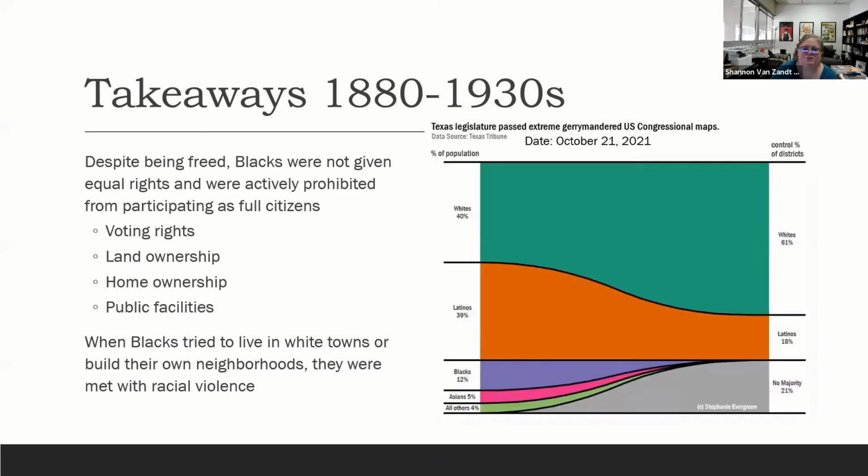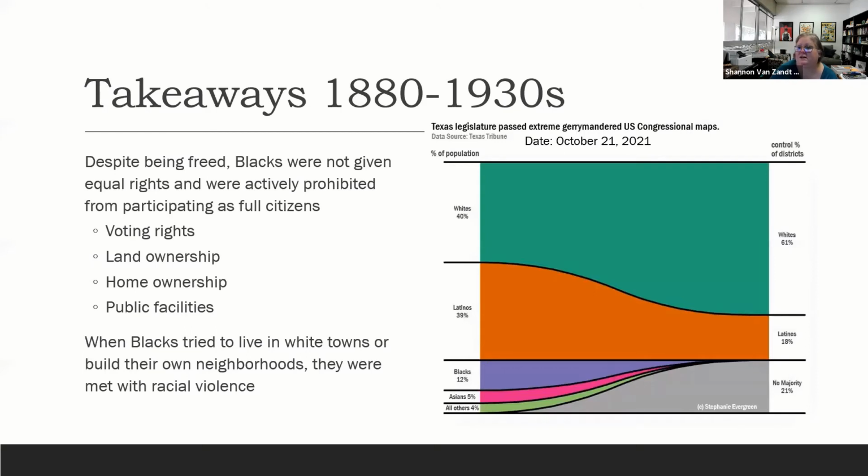And just out of interest, I wanted to show you this graphic that one of our students posted yesterday, from laws that were passed by the Texas legislature this week, gerrymandering our US congressional maps. And it's actually a very effective graphic. It shows the proportion of different races and ethnicities in the state of Texas, and then the proportion of districts that are controlled by that race or ethnicity.